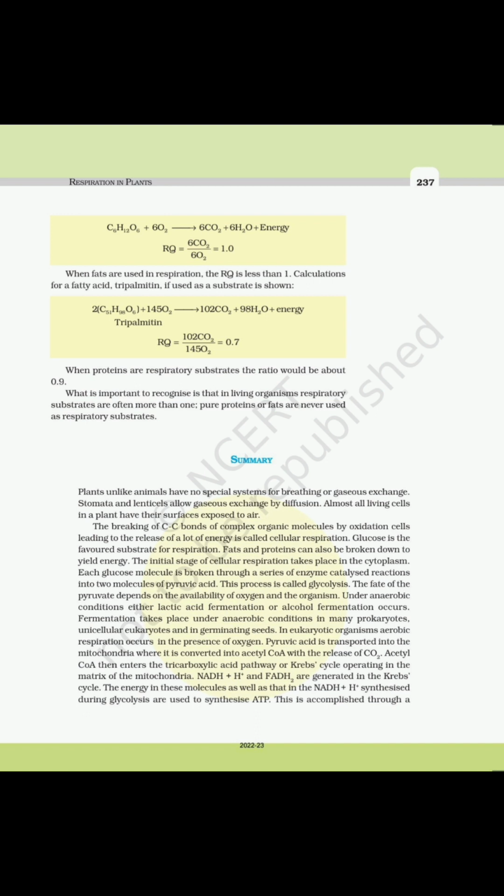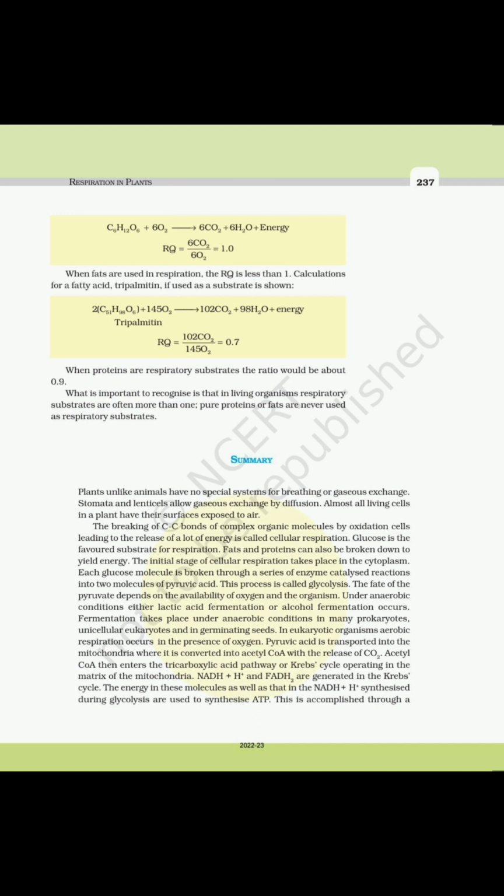Summary. Plants, unlike animals, have no special systems for breathing or gaseous exchange. Stomata and lenticels allow gaseous exchange by diffusion. Almost all living cells in a plant have their surfaces exposed to air. The breaking of C-C bonds of complex organic molecules by oxidation in cells, leading to the release of a lot of energy, is called cellular respiration. Glucose is the favored substrate for respiration. Fats and proteins can also be broken down to yield energy.